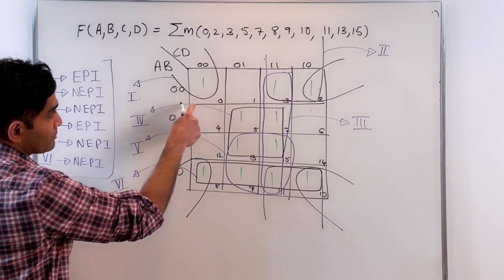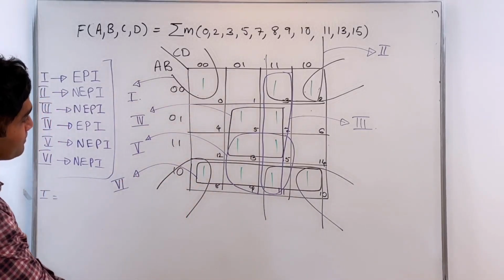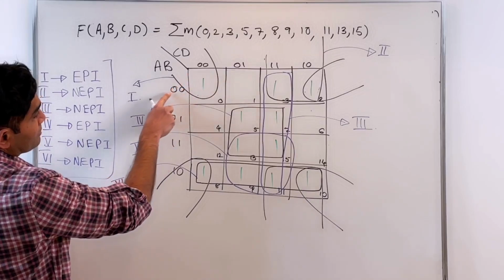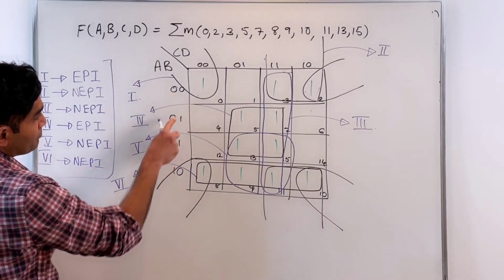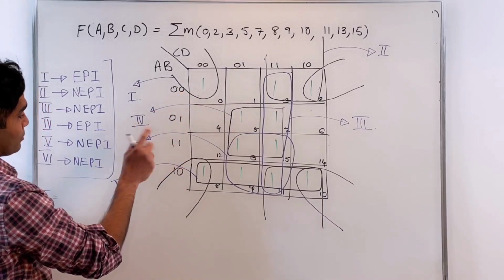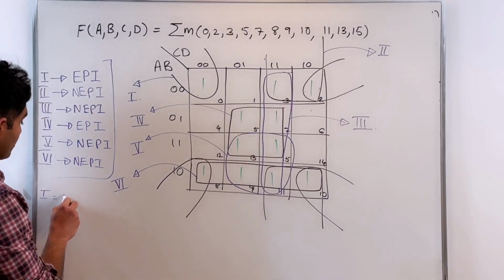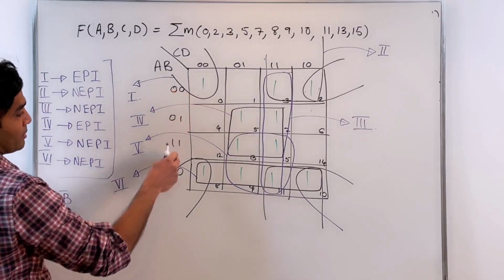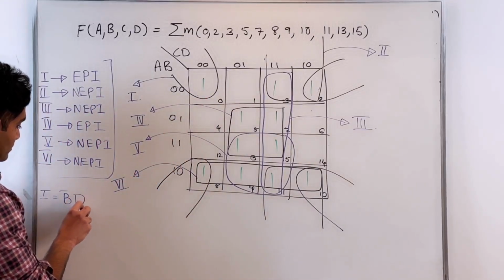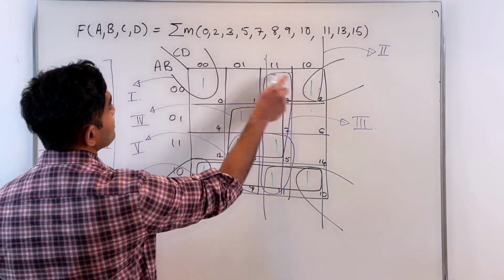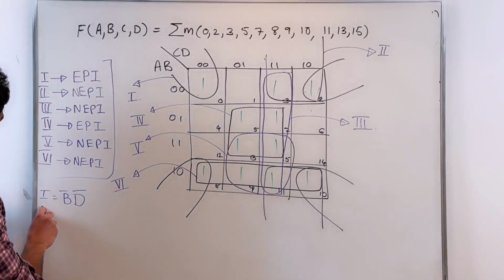And when I go from this adjacent cell to this adjacent cell, what gets eliminated? 0, 0 here, 1, 0 here. A changes, B remains as B prime. So the variables that do not change across this combination of 4 corner cells are B prime and D prime. When I go from here to here, C gets changed. Yeah, B prime and D prime. That's correct.